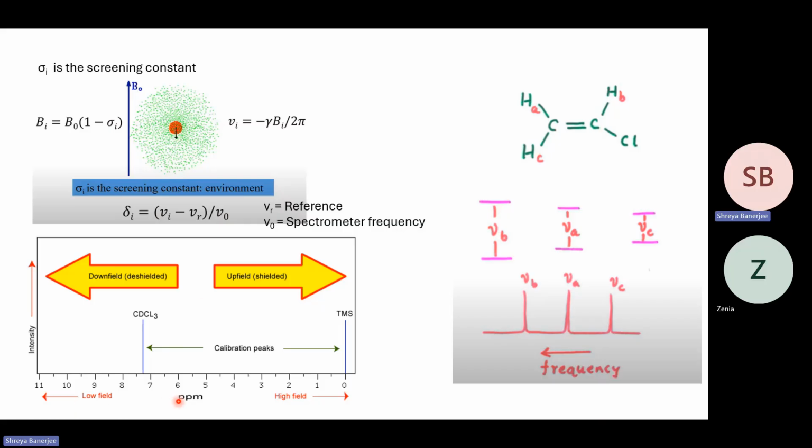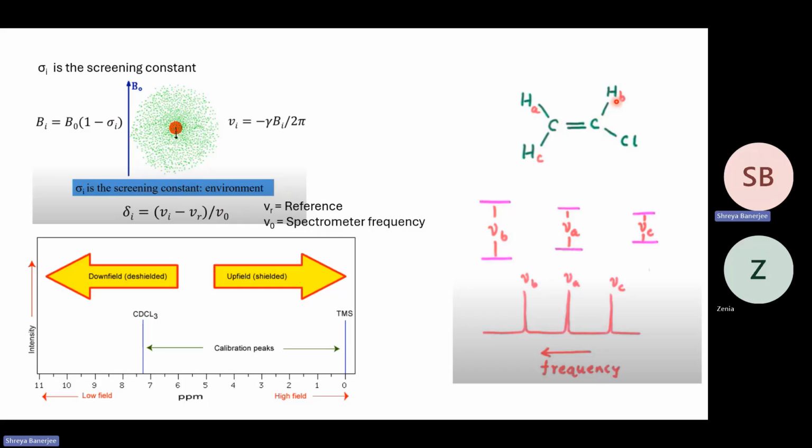And this is just a recap of what we have seen so far. TMS, we consider it having a chemical shift of 0. When the electron density around the nucleus becomes lesser, it becomes more downfield shifted or deshielded. And if the nucleus is very much surrounded by electron density, then it will be upfield shifted or shielded. Here an example is shown of a compound having a double bond.